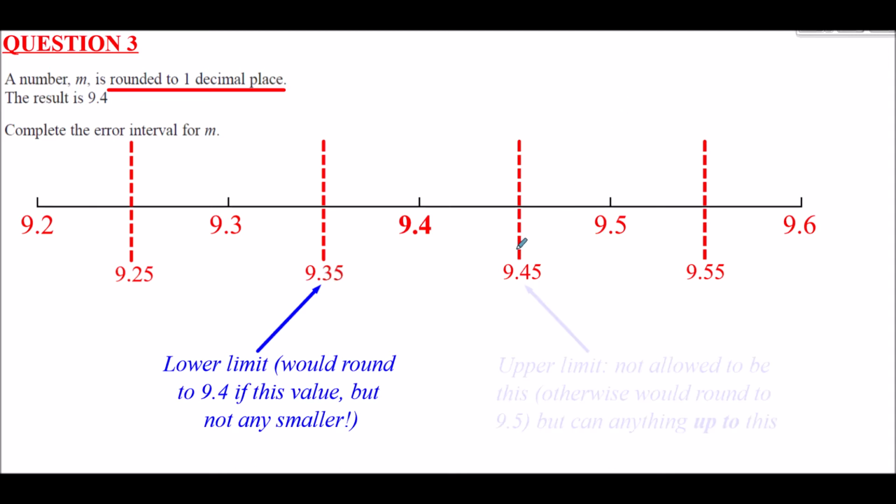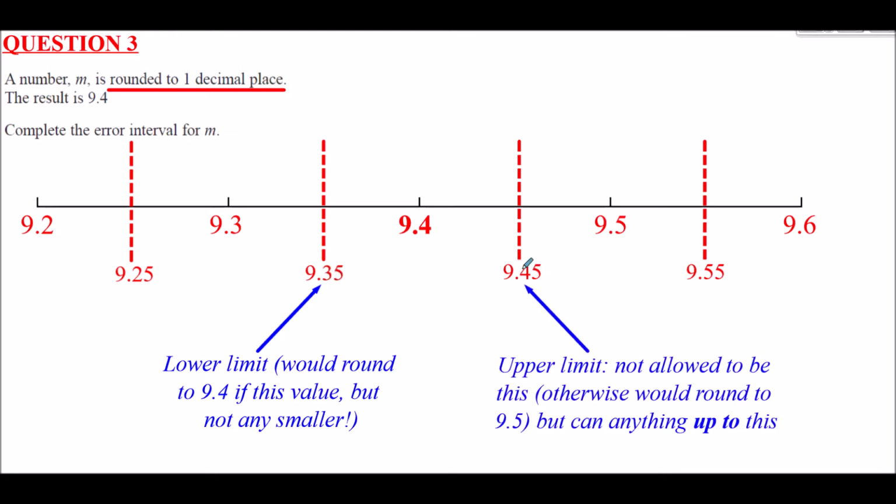So based on that, for 9.45, that's the upper limit. You're not allowed to actually be this, but it can be anything up to that. So m needs to be between these two values, so therefore that's your error interval, 9.35 up to 9.45.